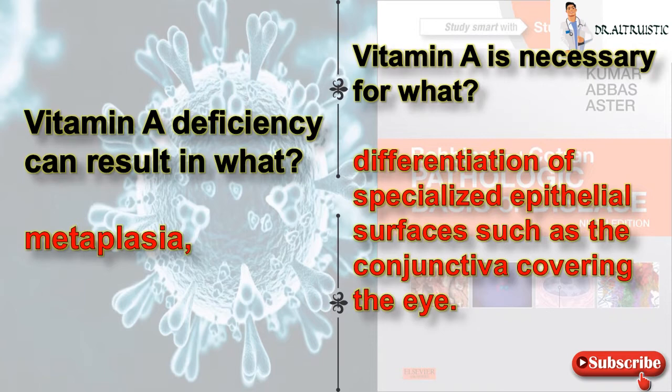Vitamin A deficiency can result in what? Metaplasia. Vitamin A is necessary for what? Differentiation of specialized epithelial surfaces such as the conjunctiva covering the eye.